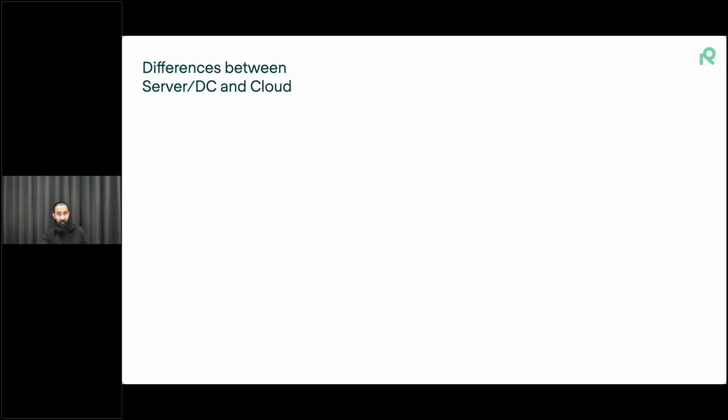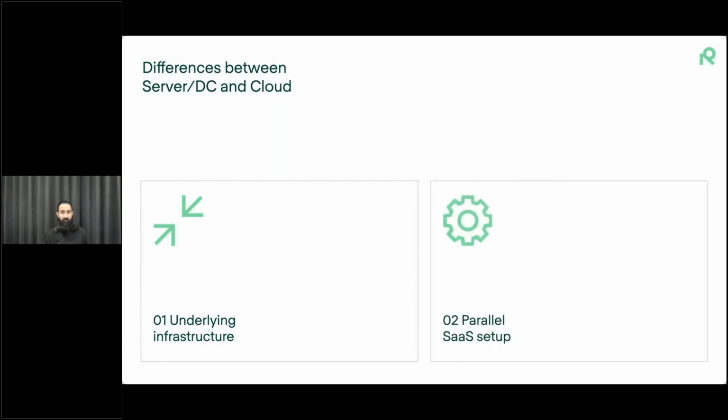On the other side of the coin, the key differences between the deployments that are useful to know when thinking about migration include the underlying infrastructure that we've touched on before. Having cloud as a separate SaaS, while on-prem is an app deployed on the same base platform. This leads us into a parallel SaaS sort of setup.